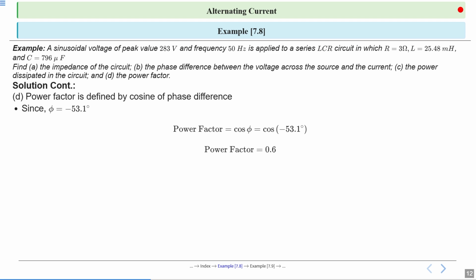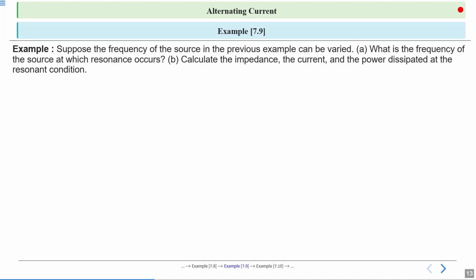Or you can find it using the angle. We know the angle is minus 53.1, so cos minus 53.1 degree is equal to 0.6. So the power factor of the given series LCR circuit is 0.6.